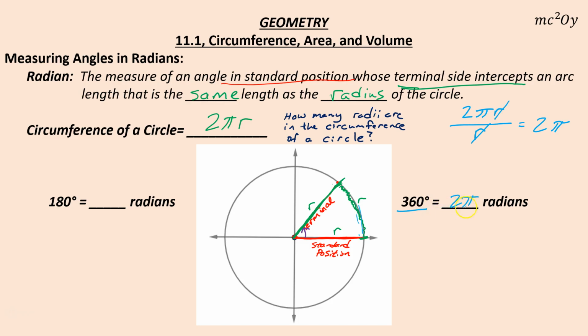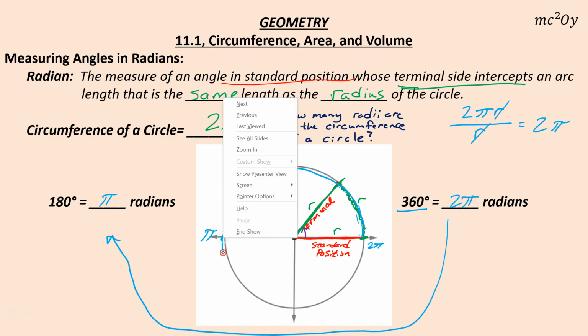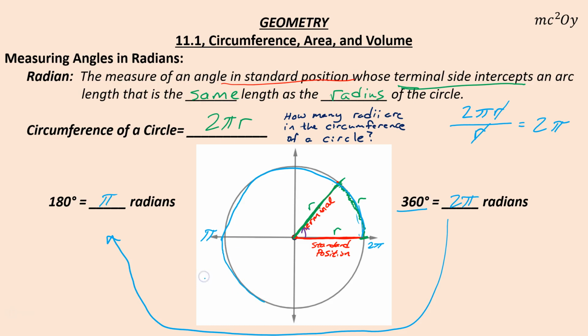And if 360 degrees is equal to 2 pi radians, then half of that 360, which is 180, is equal to half of 2 pi, which is pi. So 180 degrees has pi radians. 360 has 2 pi radians. If you go from here to here, you've traveled pi radians, or just over 3 radians. From here to here, you've now traveled 2 pi radians, or just over 6 radians.